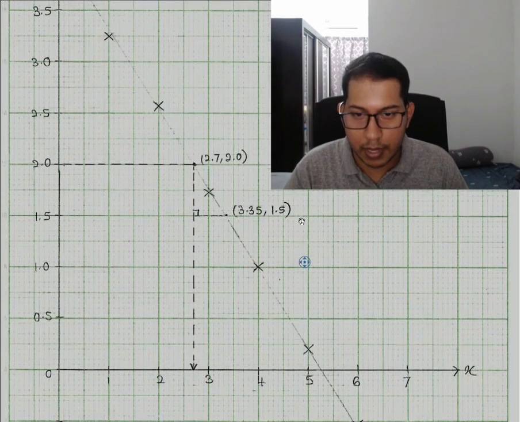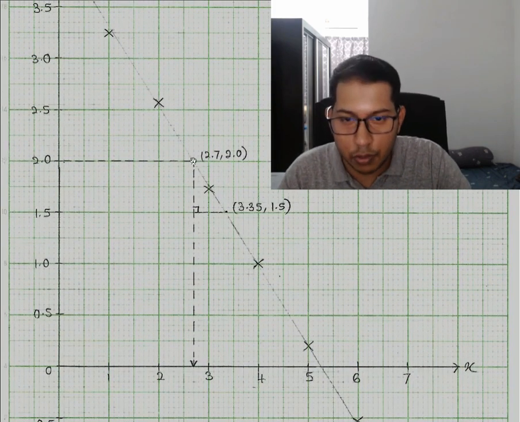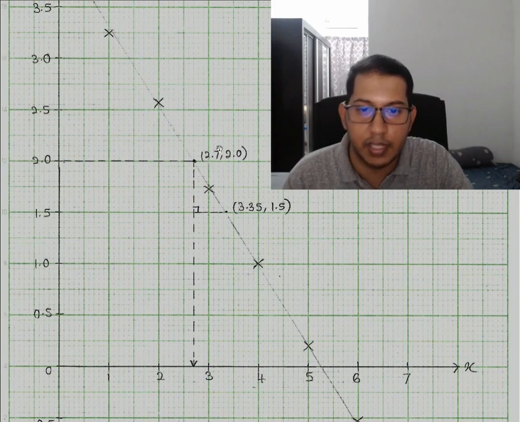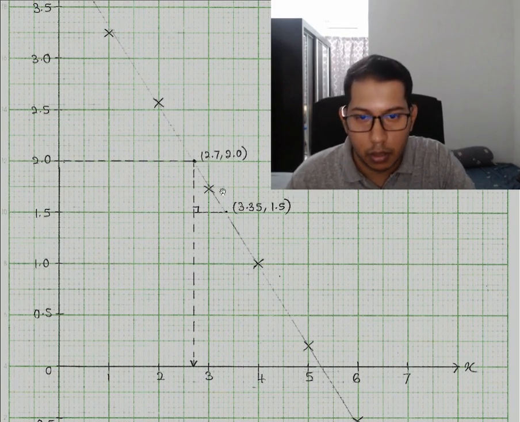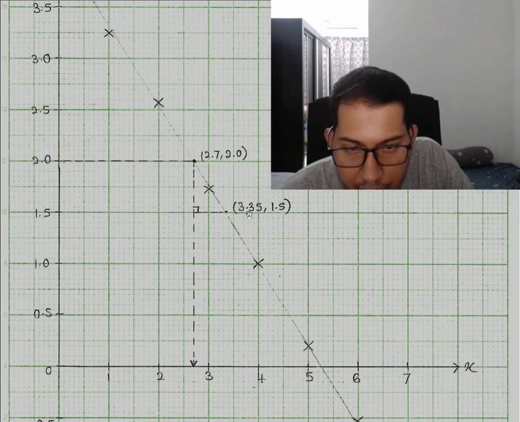Okay, so I just take any random 2 points. From here I choose the 2 points. The first point I choose is the coordinate (2.7, 2.0), and then the second point is over here, which is (3.35, 1.5).